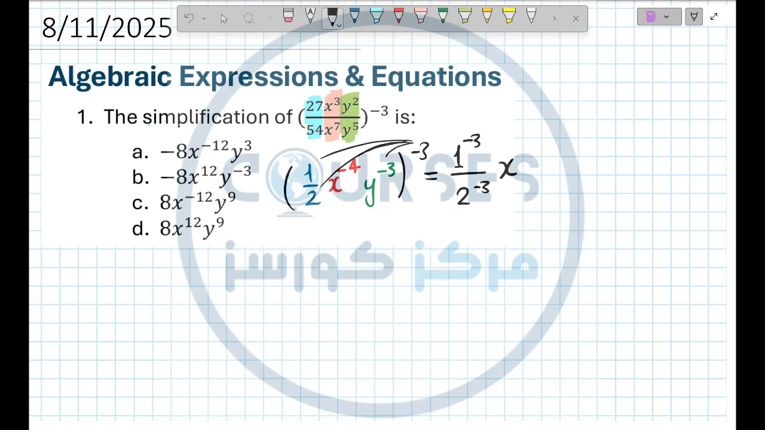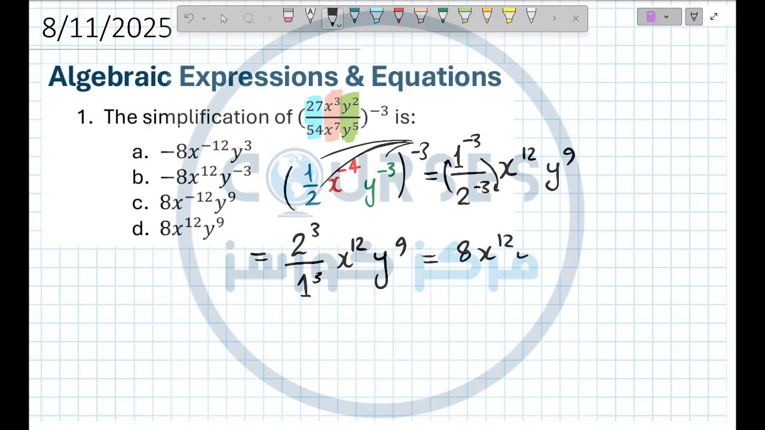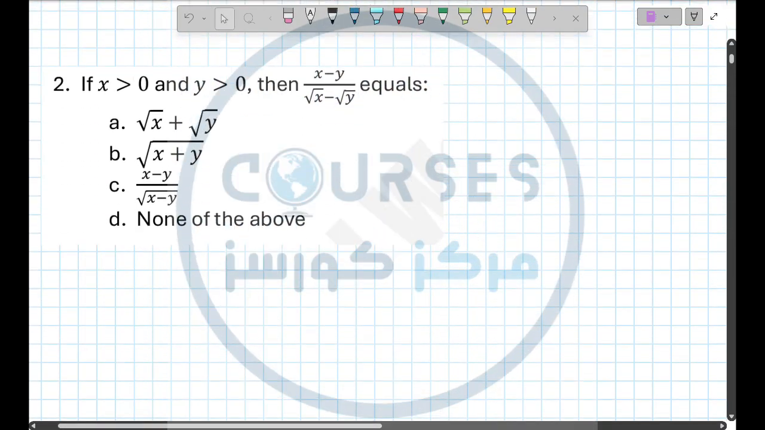of negative 3. X to the power negative 3 times negative 4, which is 12. Y to the power of negative 3 times negative 3, which is 9. If we have a negative power, it changes its place. So this will be equal 2 to the power of 3 over 1 to the power of 3. X to the power of 12, Y to the power of 9. 2 to the power of 3 is 2 times 2 times 2, which is 8, over 1 to the power of 3, which is 1. 8 divided by 1 is 8, so that's 8 x to the power of 12, y to the power of 9, which is D. Next question.